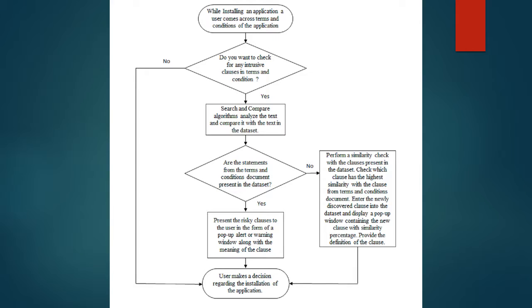If those aren't detected, a machine learning algorithm will run and the newly detected clauses will be stored in the dataset below the test clauses with which they have the highest similarity. After that, a new alert or window will be raised containing the clauses and their definitions in order to make the user understand what the clauses do. After this, the user can decide whether to install the application or not. So this was my research.